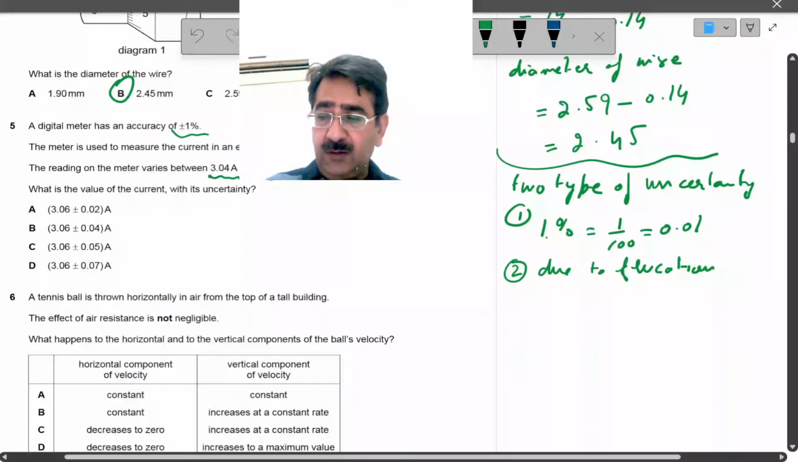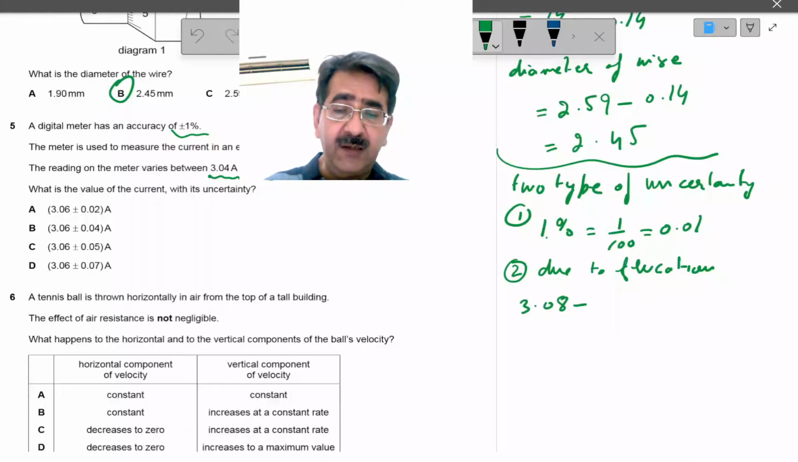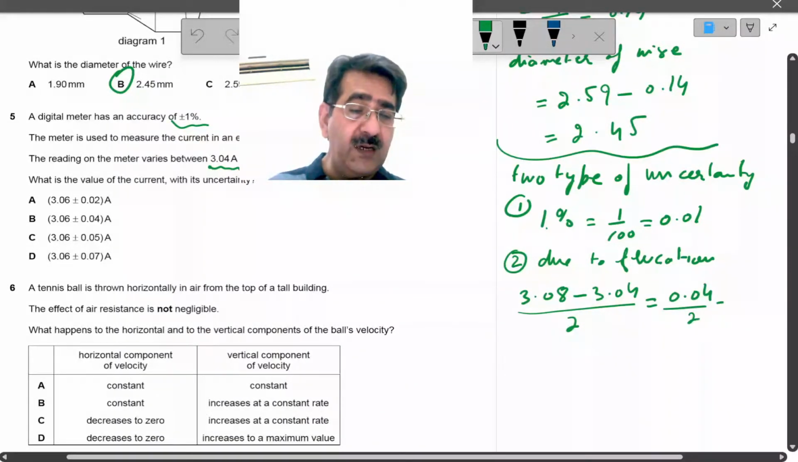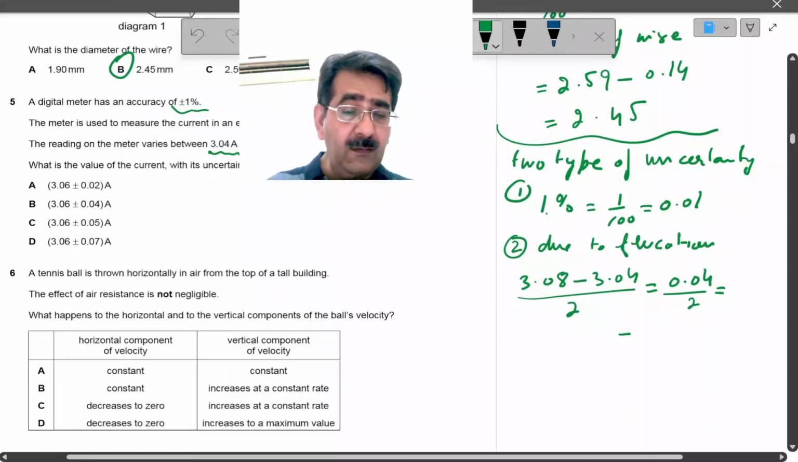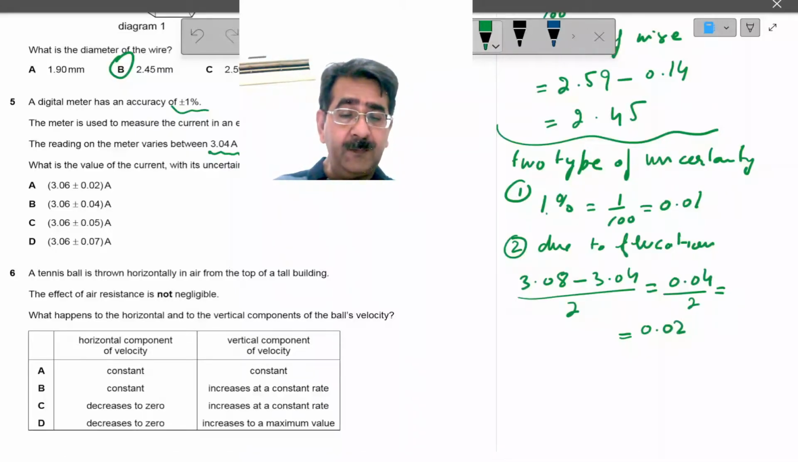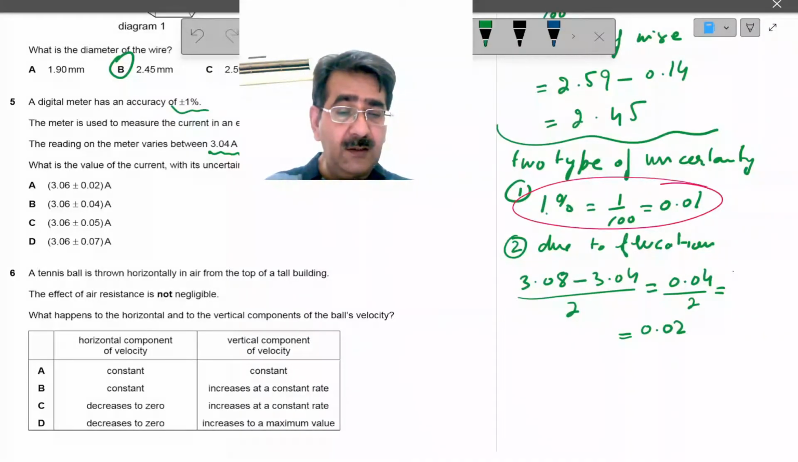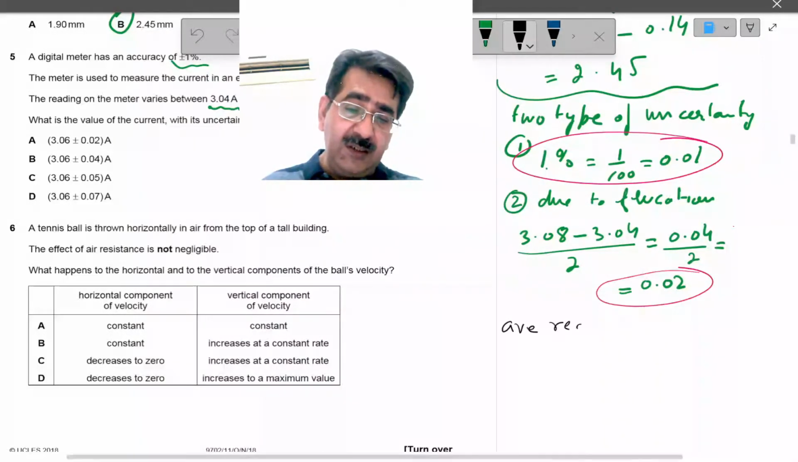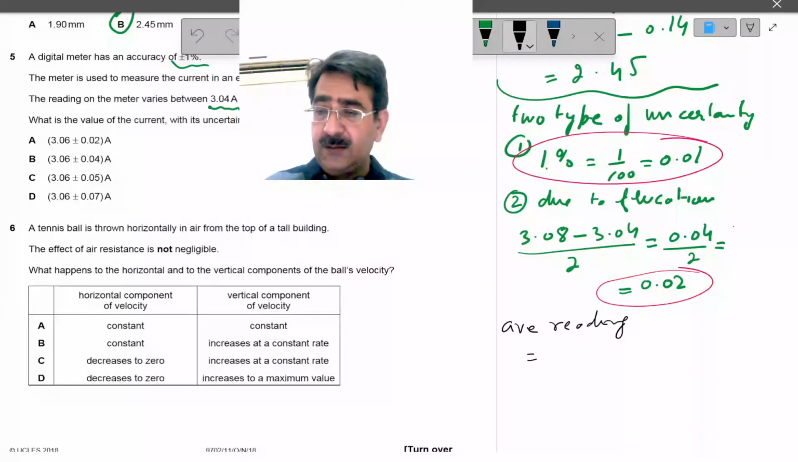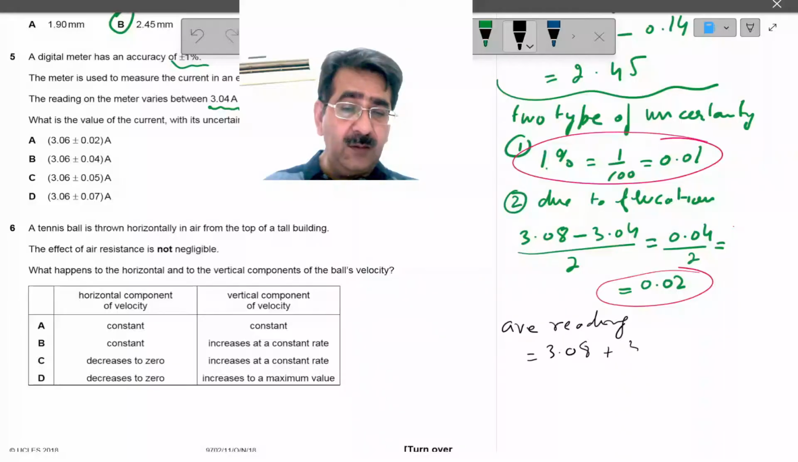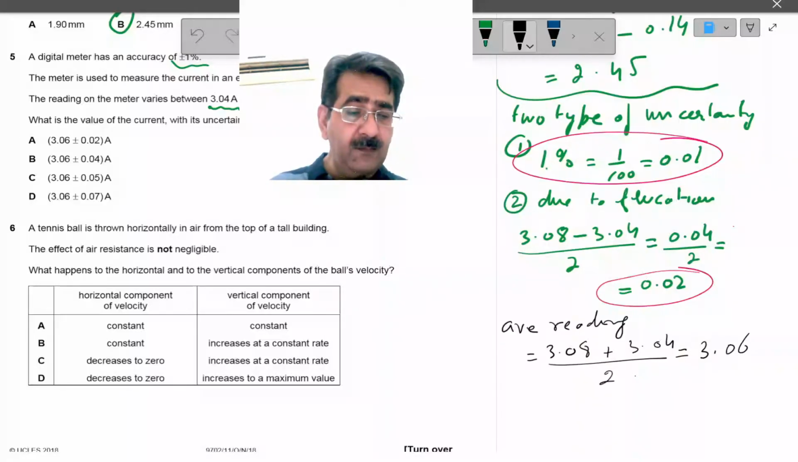What is the fluctuation? Fluctuation is 3.08 minus 3.04, divided by 2, because these are the fluctuation between two readings, so that is 0.04 divided by 2, which equals 0.02. So one is this and one is this. The average reading will be 3.08 plus 3.04 divided by 2, so the result is 3.06 ampere.